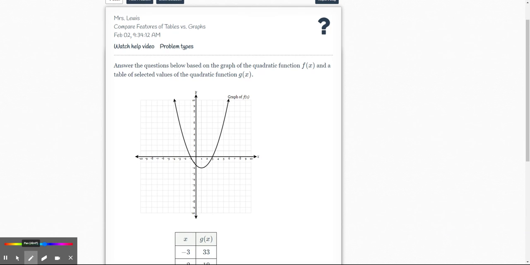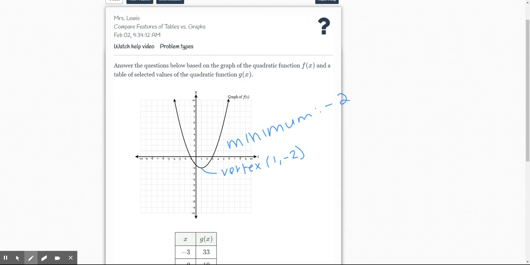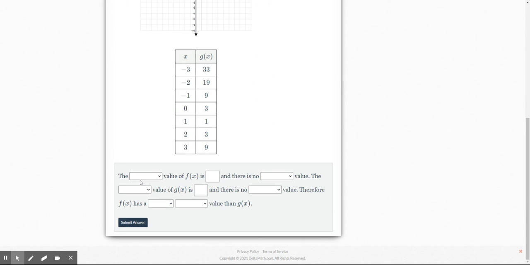So this time it's going to have a minimum because it's the lowest point. And so our vertex is right here at 1, -2. So we do have a minimum, and the minimum is going to be -2. Again, it's a y value of the vertex. So let's go ahead and plug that in. So it has a minimum of -2, which this time now means there's no maximum.